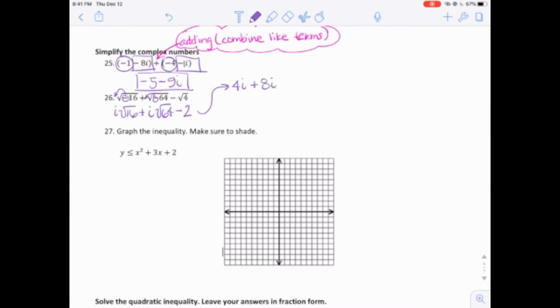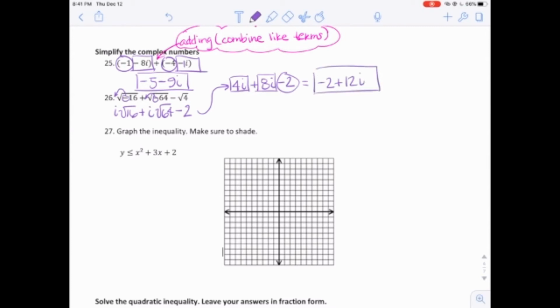So I have 4a plus 8i, and then still that minus 2. I'm going to combine like terms. I have just a single real number and 2 imaginary parts. Remember that complex numbers have the real part first, so negative 2 comes first, and then plus 12i, and that's our final answer.